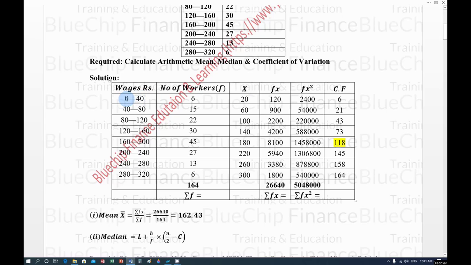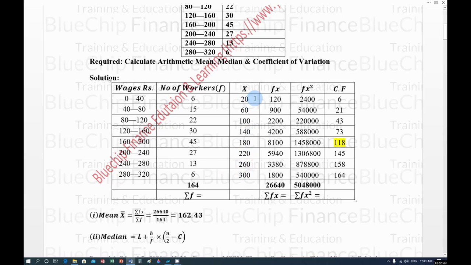So how to take the class mark? Simply add up the lower limit and upper limit. 0 plus 40 equals 40, divided by 2, and the class mark is 20. 80 plus 40 is 120, divided by 2 equals 60, and there is a gap of 40 between 20 and 60. So the next class marks will be 100, 140, 180, 220, 260 and 300.